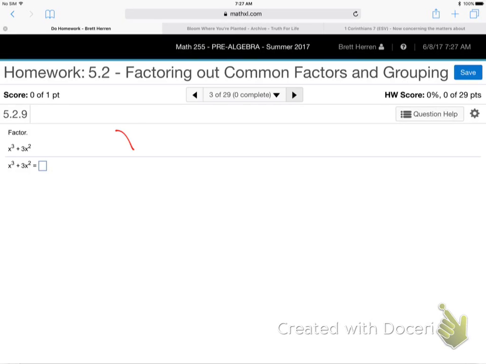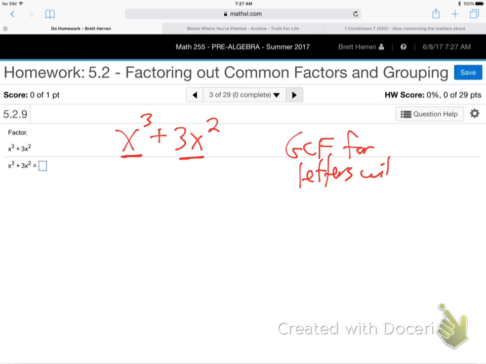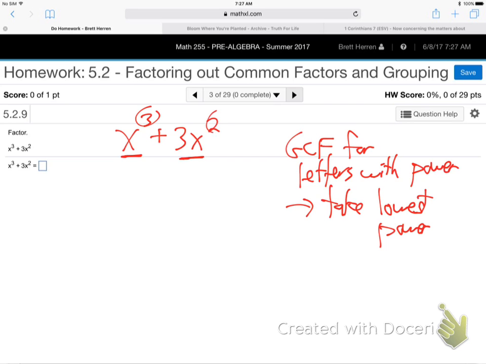Okay. X cubed plus 3x squared. I want to factor that. So I want to put in the front what goes into both of those. So now we're talking letters. Remember what we learned about the GCF for letters with powers? You take the lowest power. So I look at the 3 and I look at the 2, and in the front of the parentheses I put the lower one, the 2.